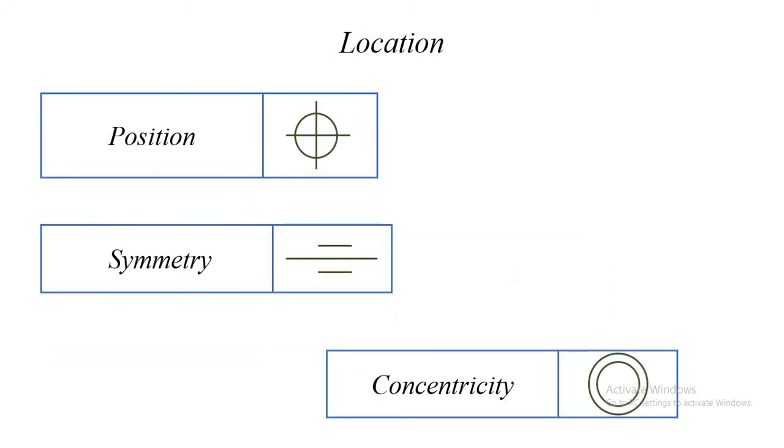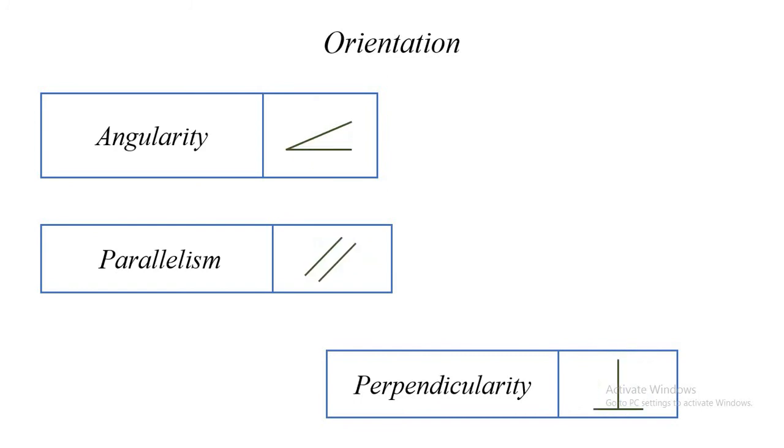Location. Position, it controls the location of a feature in reference to the datum frame. Symmetry, it controls the symmetry of two surfaces in reference to the central datum. Concentricity, it controls the surface of revolution in reference to the central datum.